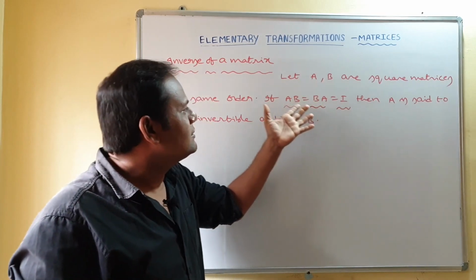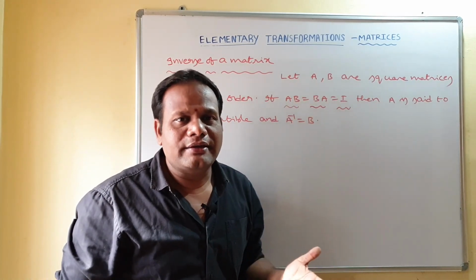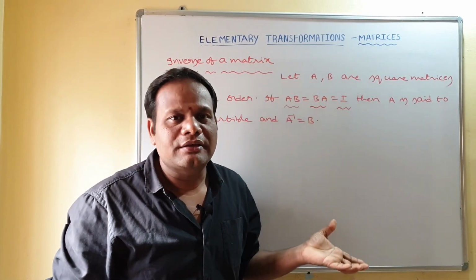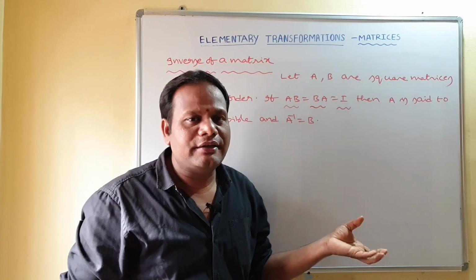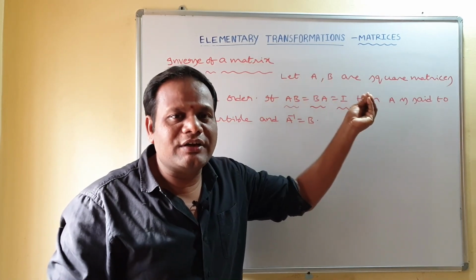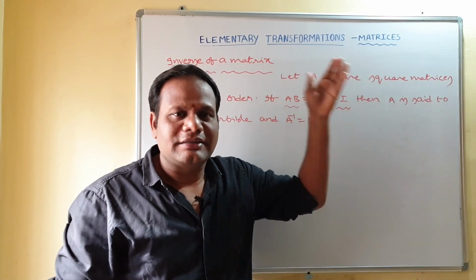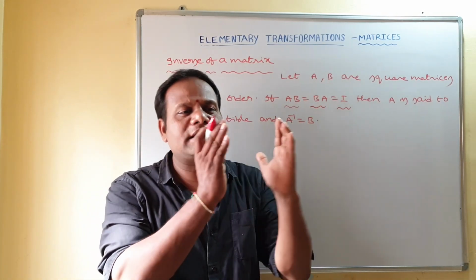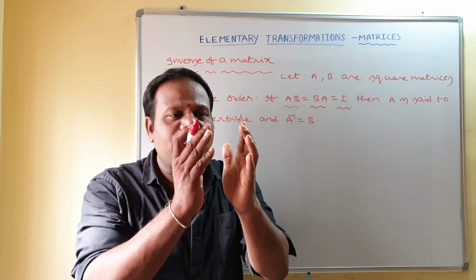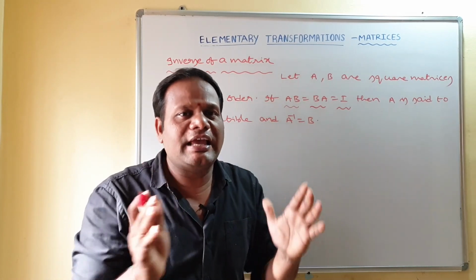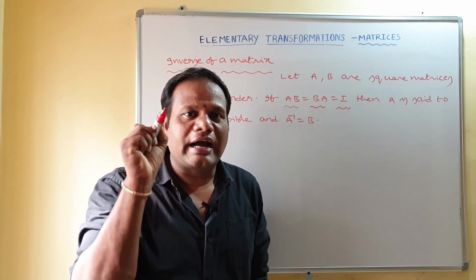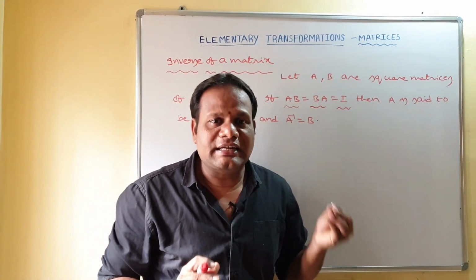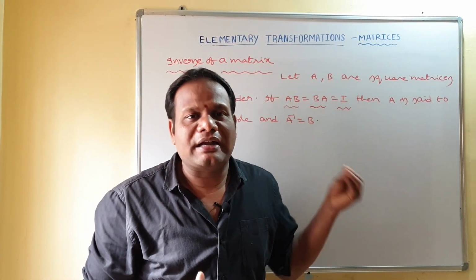That is, if AB is equal to I, you can say that A inverse is equal to B. Or if BA is equal to I, you can say that B inverse equals A, or A inverse equals B. So if the product of two square matrices of the same order is equal to the identity matrix, then those matrices are said to be invertible matrices.